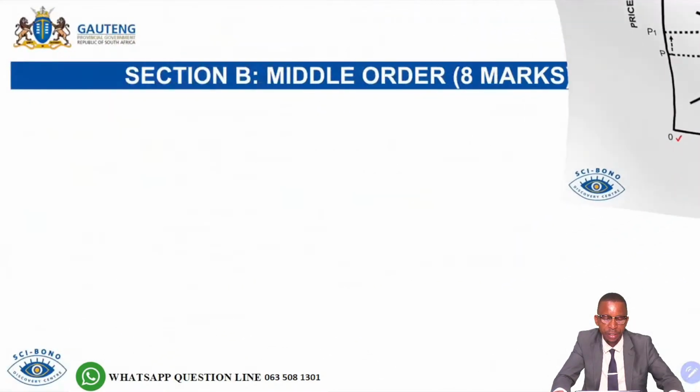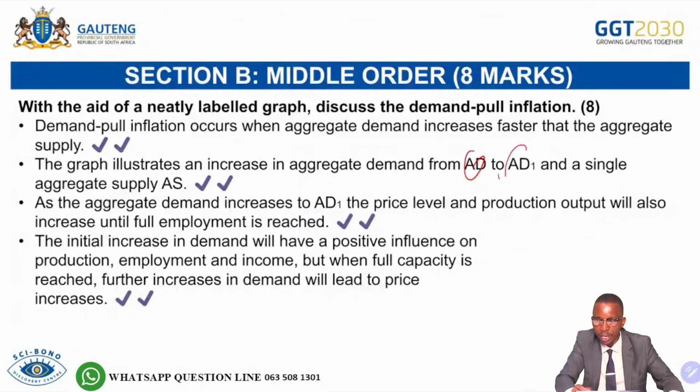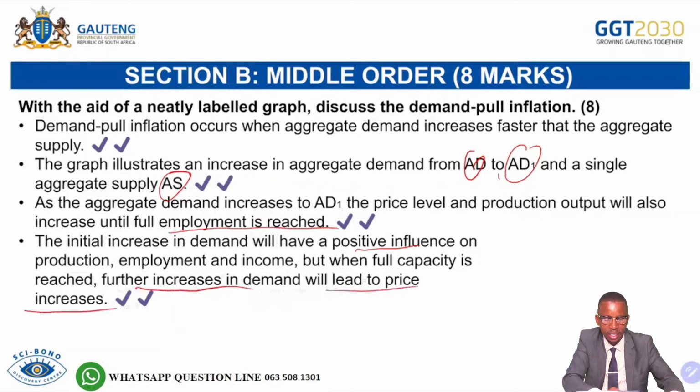Let's look at the explanation. Demand pull inflation occurs when aggregate demand increases faster than aggregate supply. The graph illustrates an increase in aggregate demand from AD0 to AD1, and aggregate supply remains. As the aggregate demand increases to AD1, the price level and the production output will also increase until full employment is reached. The initial increase in the demand will have a positive influence on production, employment, and income. But when full capacity has been reached, further increase in demand will lead to an increase in prices, which is known as demand pull inflation.